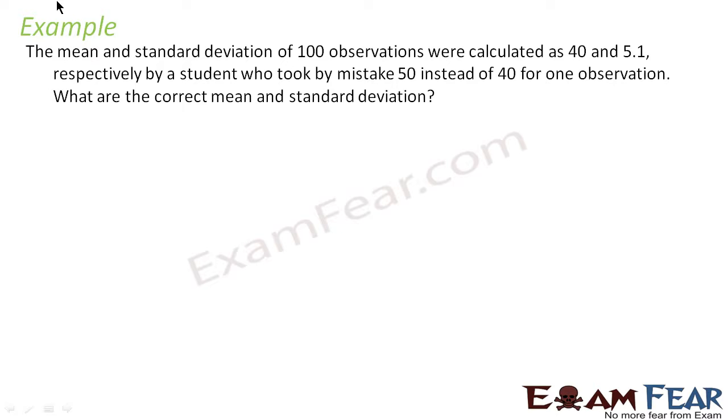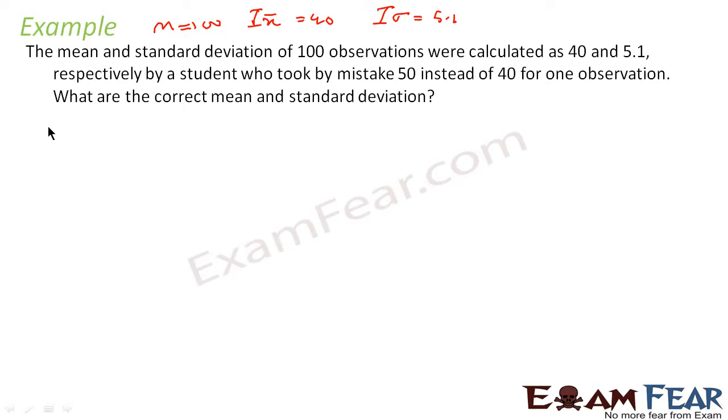One thing is clear in this example, that n is equal to 100, and we have the incorrect mean and incorrect standard deviation. So I'll say the incorrect mean x̄ is equal to 40 and the incorrect standard deviation is equal to 5.1.